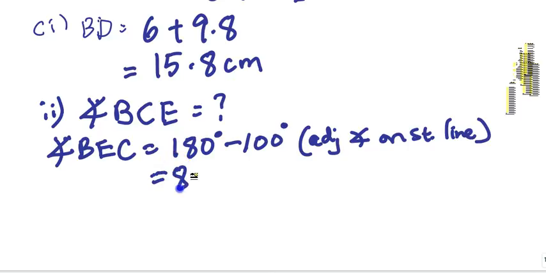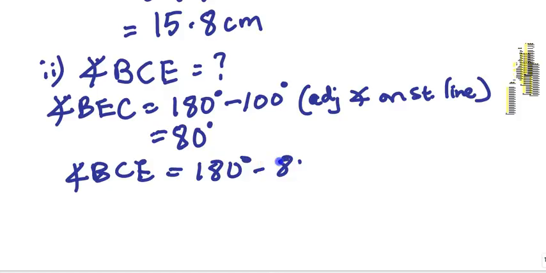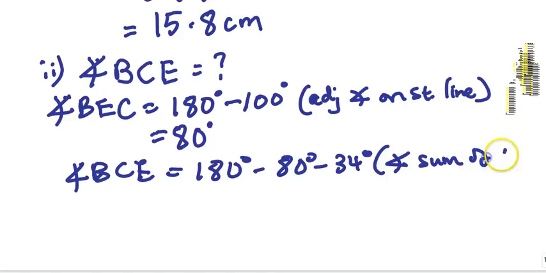Okay, refer to the diagram in the textbook, it's easier. And therefore, angle BCE is equal to 180 degrees minus 80 degrees minus 34 degrees. The reason being I'm using angle sum of triangles. And this gives you 100 minus 34, which is 66 degrees. Okay, so you get the answer for angle BCE.